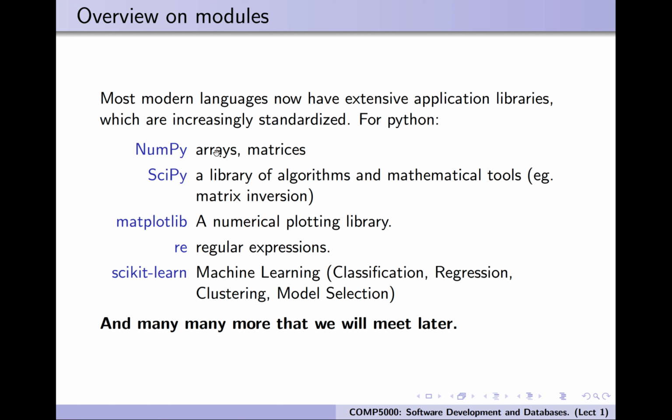We've already seen NumPy a little bit, which will do arrays and matrices. There's a module called SciPy, which provides mathematical tools, for things like matrices. Later we'll see matplotlib, which is a standard plotting library. Re, regular expressions, is for looking for things inside strings, and then scikit-learn covers machine learning, classification, regression, clustering, and all these things have functions or routines that are useful. A lot of Python programming is combining different libraries together, if the truth be told.